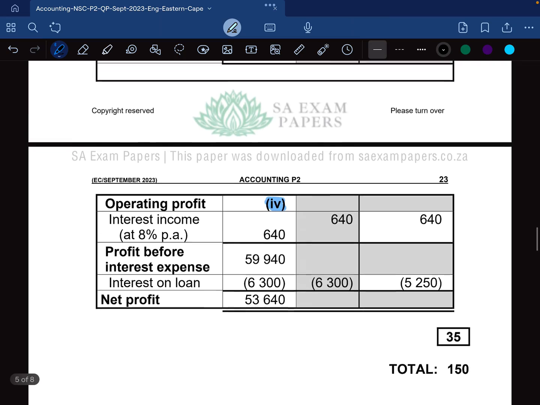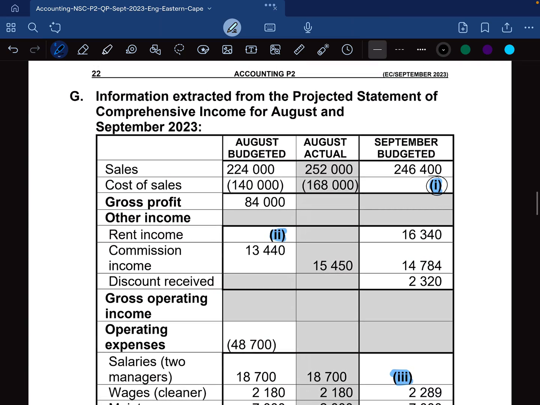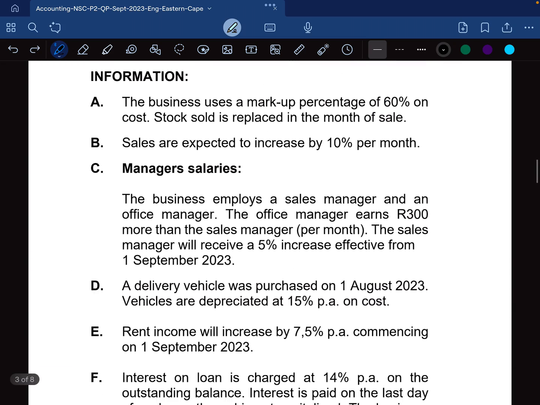Right, so I like to do things in chronological order, so we'll just go with the first one and see what the information says. Information A, the business uses a markup percentage of 60% on cost. Stock is replaced in the month of sale. So we know the markup is on cost. We know that our cost is 100%, then selling price is 160%. That is key to note.